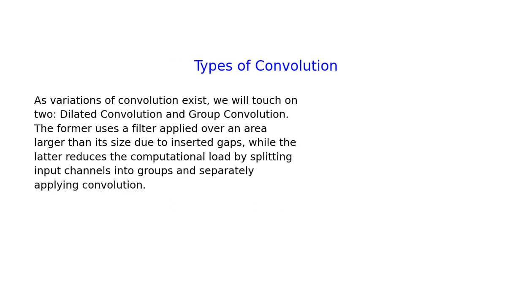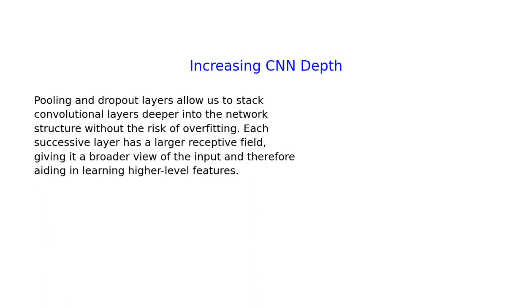As variations of convolution exist, we will touch on two: dilated convolution and group convolution. The former uses a filter applied over an area larger than its size due to inserted gaps, while the latter reduces the computational load by splitting input channels into groups and separately applying convolution. Pooling and dropout layers allow us to stack convolutional layers deeper into the network structure without the risk of overfitting.